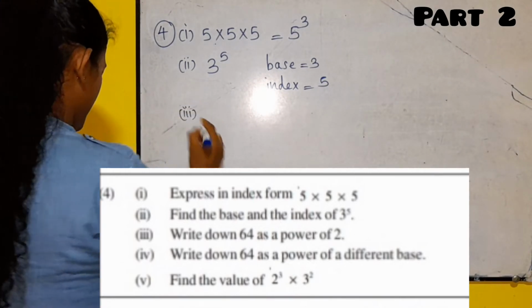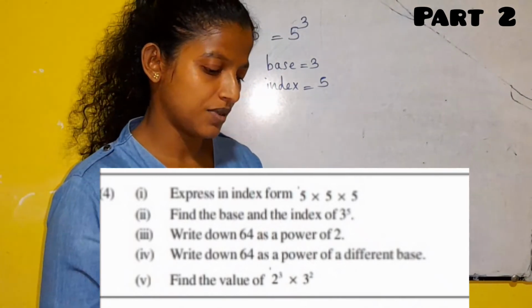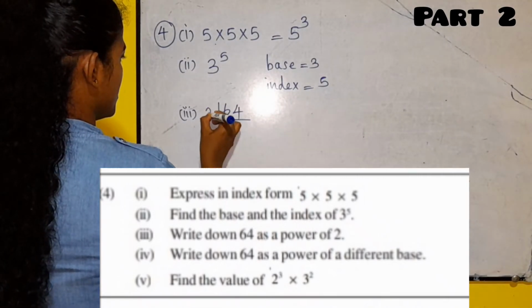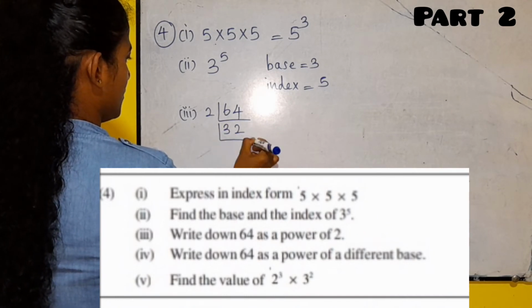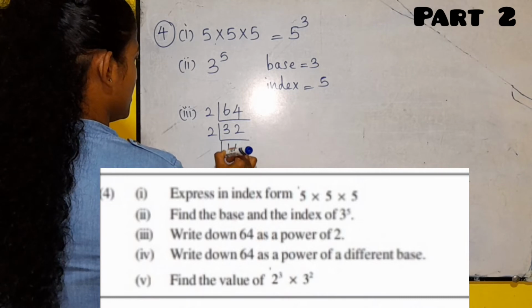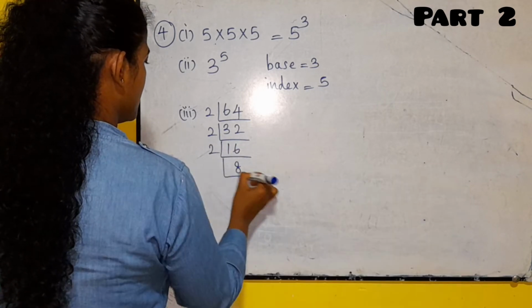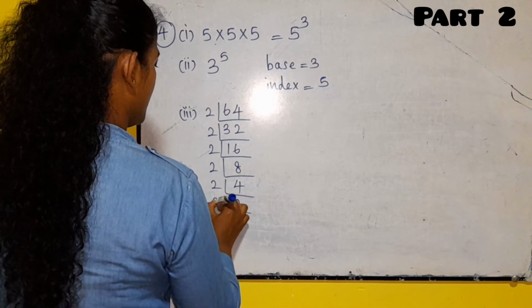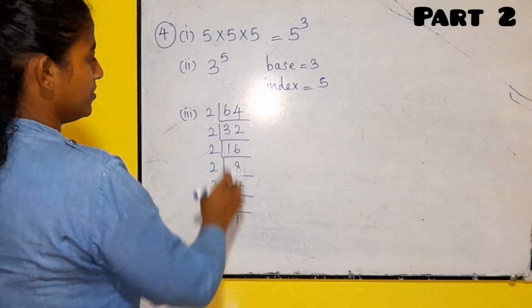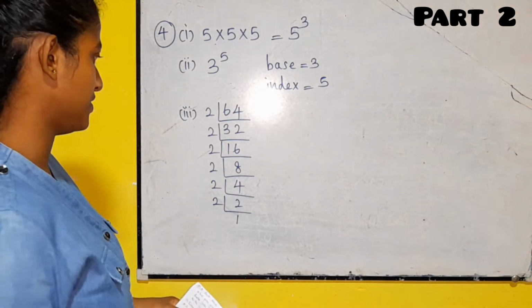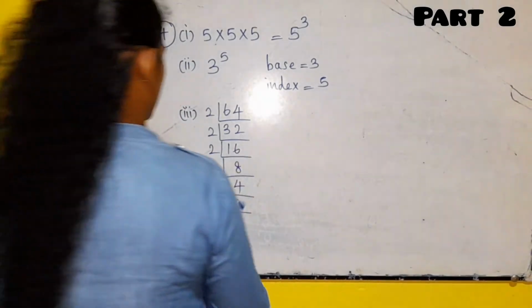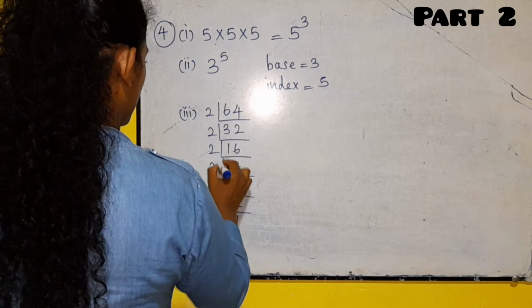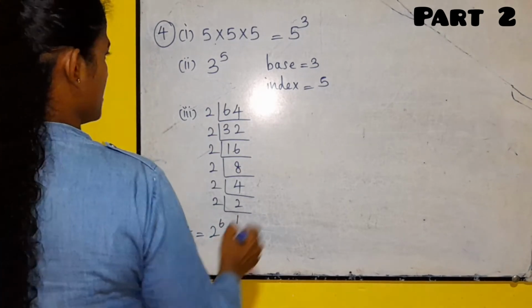Question number 3. Write down 64 as a power of 2. You can divide 64 by 2. 2 times 32, then again divide by 2, 2 times 16, again by 2, 2 times 8, again by 2, 2 times 4, 2 times 2, then 2 times 1. Till you find 1 here, you have to repeat the multiplication and division. So you can write 64 is equal to, there are 6 twos here, 2 to the power 6 is the answer.